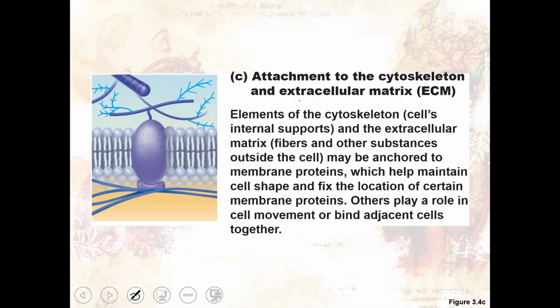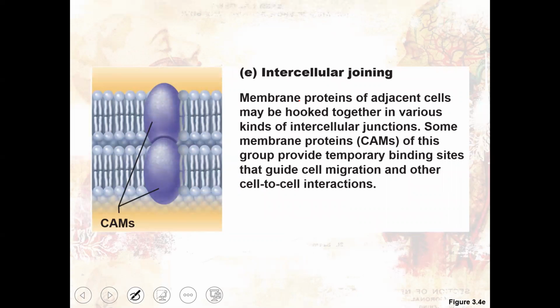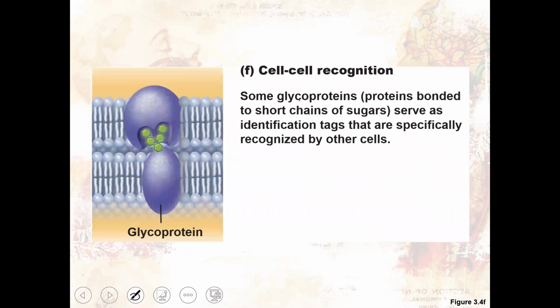Here is an attachment protein where we're attaching the inside of the cell to the stuff that's outside the cell, to either hold it in place, or to guide movement, or to bind it to another cell. Here's an enzyme that carries out a chemical reaction in the cell membrane. Here's what's called a cell adhesion molecule, or CAM, and it connects two cells together. Here's cell recognition. So that, for instance, cells of your immune system recognize your cells as yours. Those glycoproteins are like gang tattoos on your cells so that you can recognize your own cells.